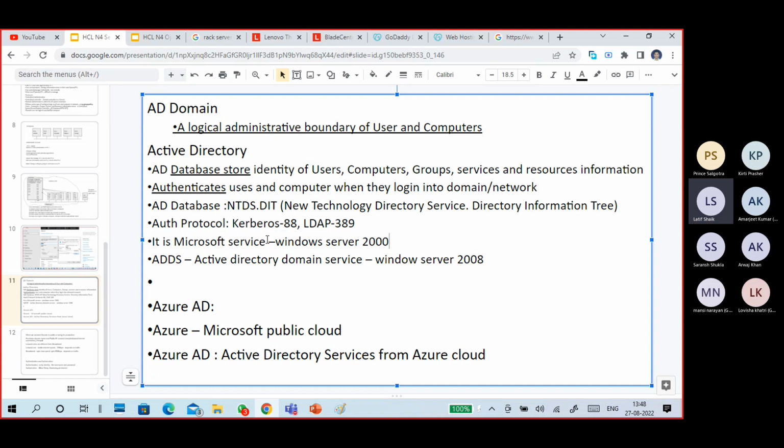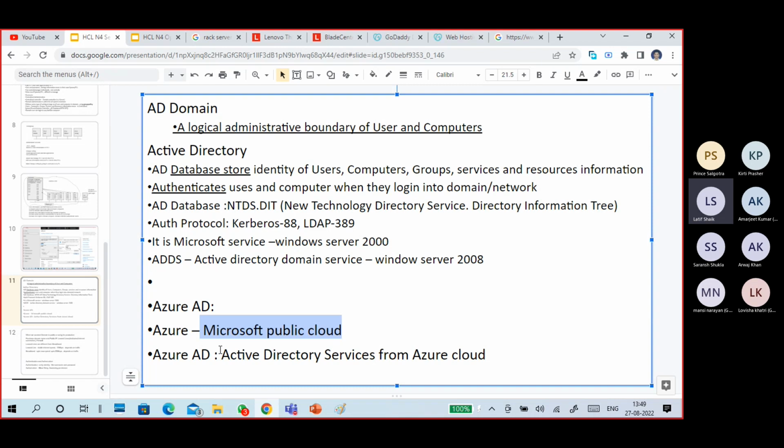It is a Microsoft service, of course, and it is Active Directory Domain Services. The name changed. Earlier, the Active Directory name started at 2000. Now the name changed to Active Directory Domain Services from Server 2008. Guys, when you come to Active Directory, there is also Active Directory from cloud services. It is Azure AD, on Microsoft's public cloud.